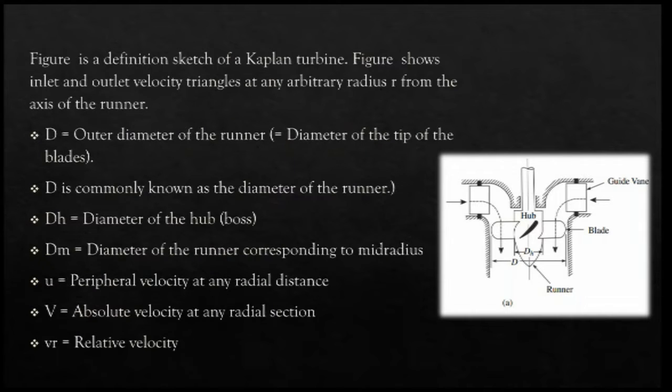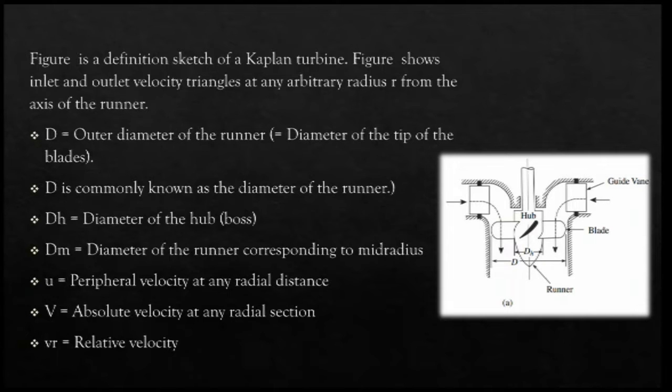The figure is a definition sketch of a Kaplan turbine. The figure shows the inlet, which is the guide vanes, and the outlet is the lower area, and it consists of a turbine which consists of runner and hub and blades. So we have to describe some variables in this so that we can analyze it. The outer diameter of the runner, D, is most commonly used as the Kaplan turbine diameter.